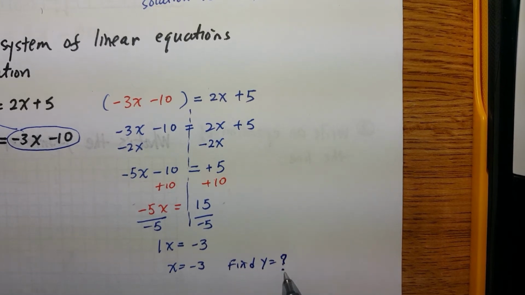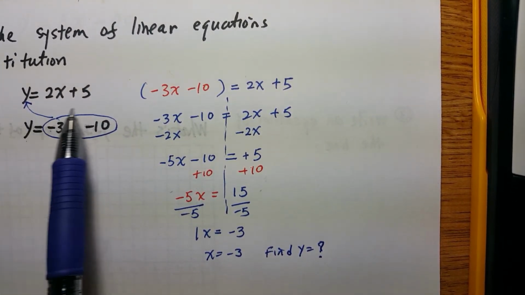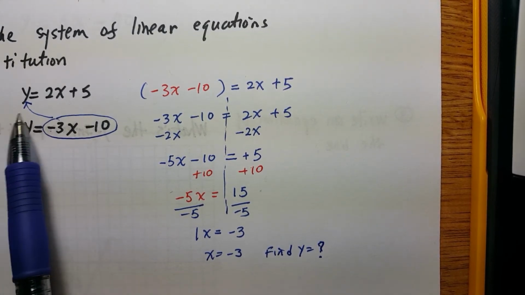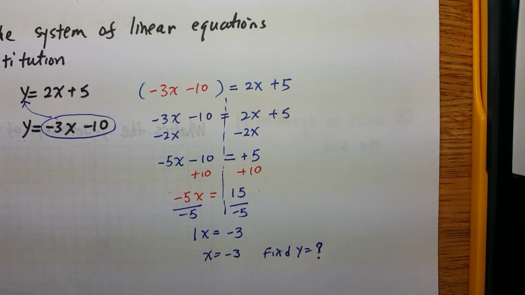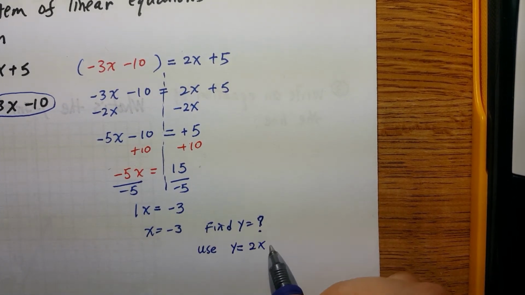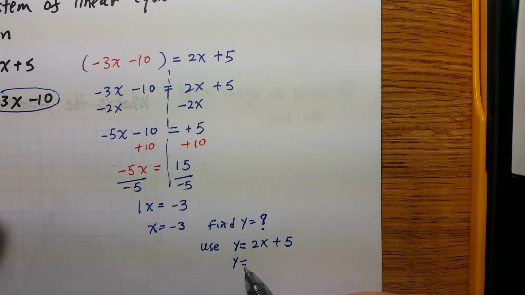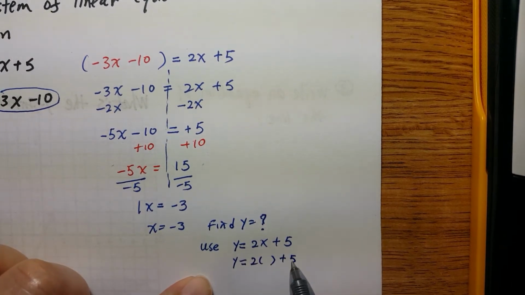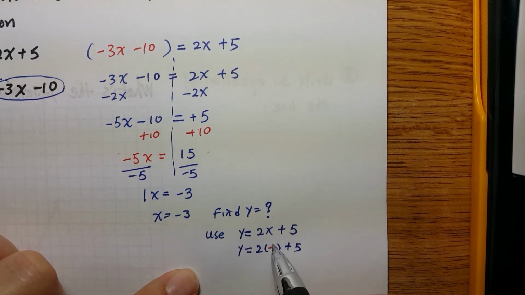In order to find out what y equals, you always go back and look at the original equations. This time, we cannot tell the answer directly, but they give us equations. There are two of them, so we just pick one. I'm going to use the top one, y equals 2x plus 5. I already know that x equals -3, so y equals 2 (parentheses) plus 5, and now you substitute -3 here.